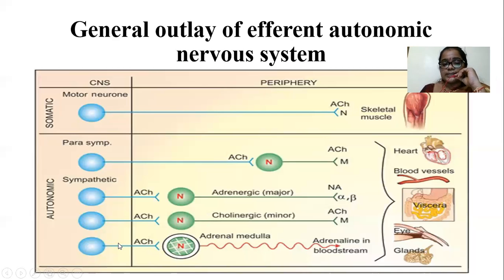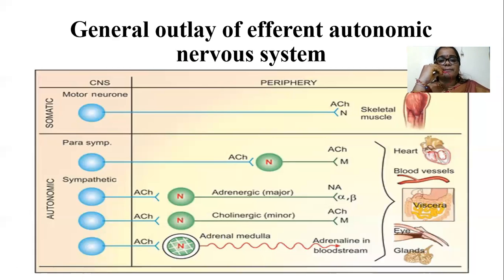So the sympathetic preganglionic neurons release acetylcholine, and the acetylcholine binds with the nicotinic receptor located on the surface of the adrenal medulla. This acetylcholine stimulates the adrenal medulla to release adrenaline and noradrenaline hormones, which are directly released into the bloodstream. This is the general outline of the efferent autonomic nervous system.